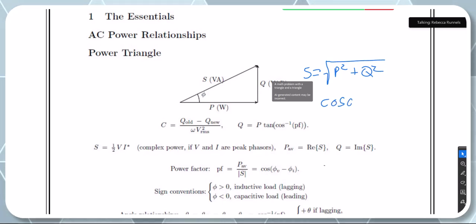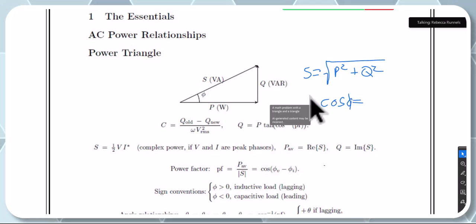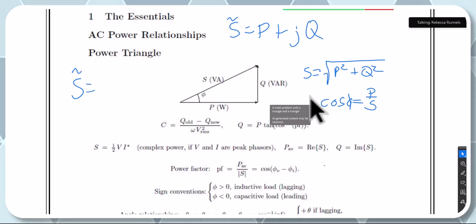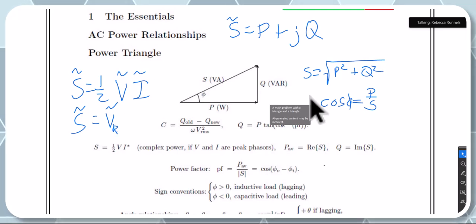And so the cosine of phi, cosine is adjacent over hypotenuse, is P over S. And so everything else comes from knowing that relationship and knowing that the complex power is the real power plus J times the reactive power. And then knowing that the complex power is 1/2 times the peak voltage and the peak current, or the RMS voltage times the RMS current. Yes? I actually got a question about that.